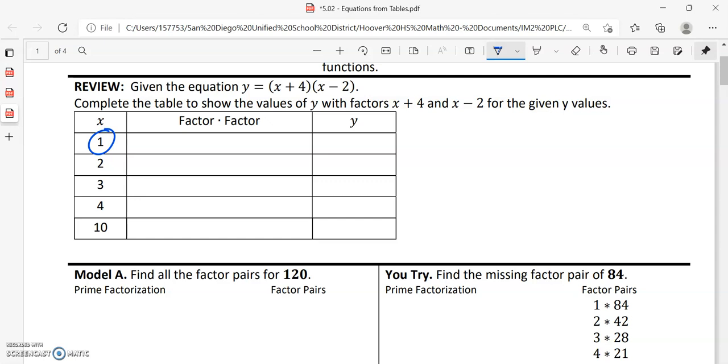All we're doing is putting 1 in for our x, and then we're going to put 2 in for our x, and so on. So 1 plus 4 times 1 minus 2. 1 plus 4 is 5. 1 minus 2 is negative 1. Those two equal negative 5 when they're multiplied.